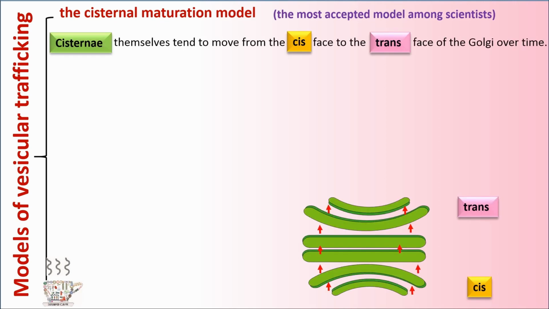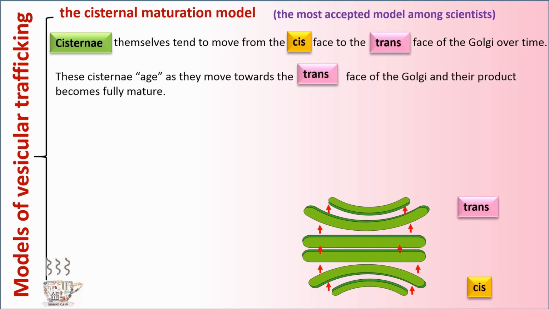Models of vesicular trafficking. There are so many models, but here we'll talk about 3 models. The first model is the cisternal maturation model. It's the most accepted model among scientists. Cisternae themselves tend to move from the cis phase to the trans phase of the Golgi over time. These cisternae age as they move towards the trans phase of the Golgi and their product becomes fully mature.